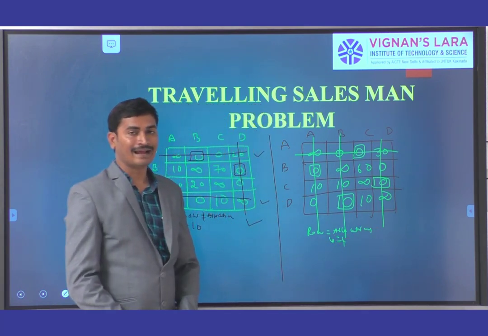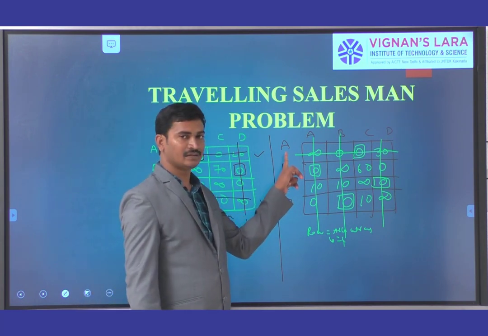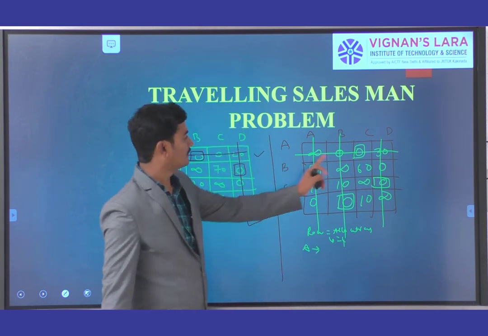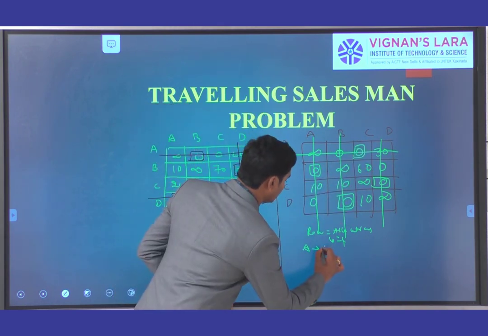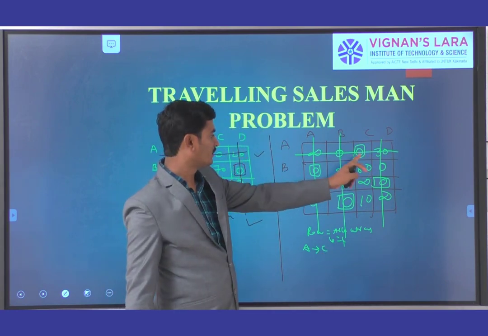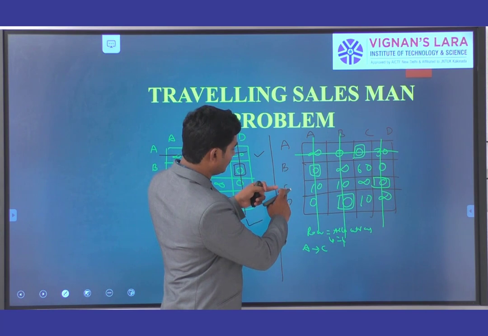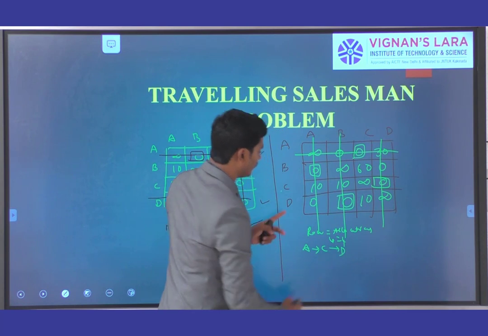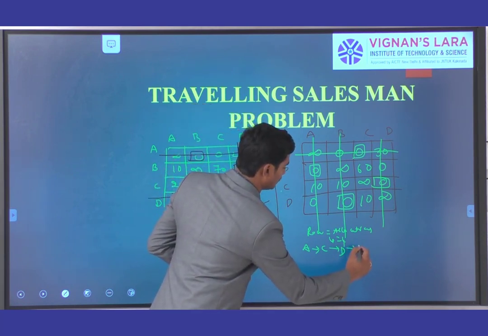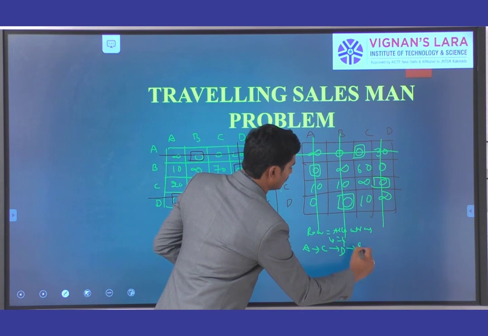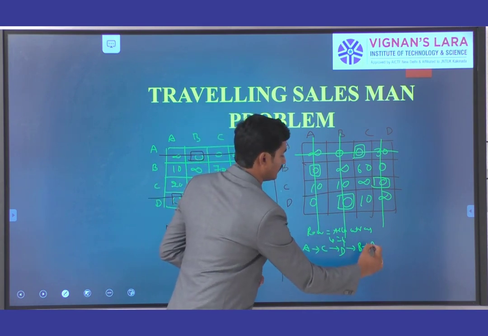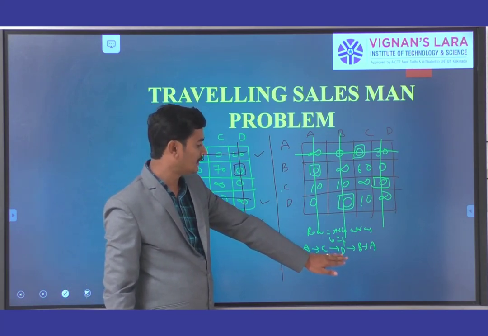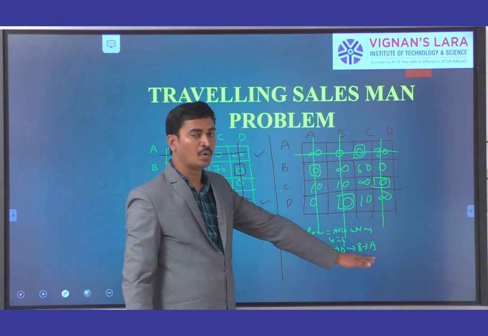From this we are going to identify the path. Here first he started at A center. He visited the C location. After reaching C, he went to D. From D he went to B, and from B he went to A. Here first he started at A center, he reaches C, he reaches D, and he reaches B. Again he came back to hometown.